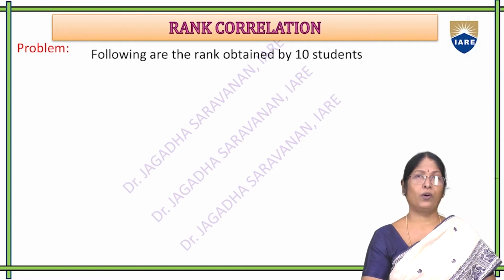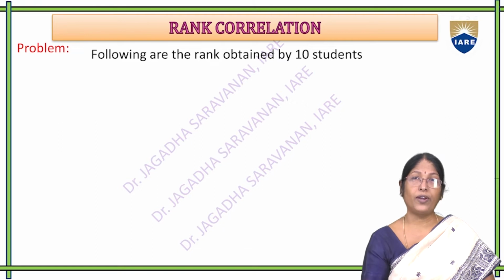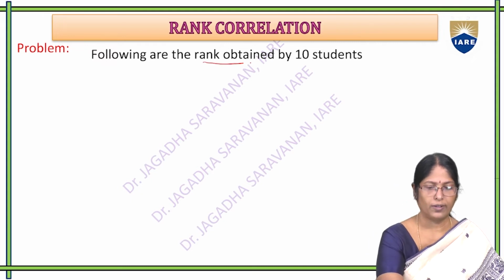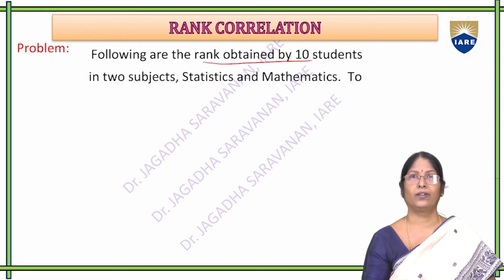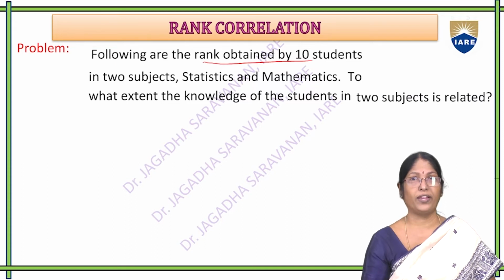Now the problem we are going to do using rank correlation. The following are the ranks obtained by 10 students. We have to read the question carefully. The question itself gives the ranks of 10 students in 2 subjects, statistics and mathematics. To what extent is the knowledge of the students in the 2 subjects related? That we have to find.